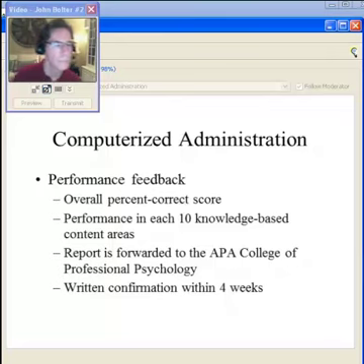The report is forwarded to the APA College of Professional Psychology, and you get written confirmation of your scores. You answer all questions. It doesn't shut off if you passed or failed. You have to answer all questions. That's the way they've set it up.